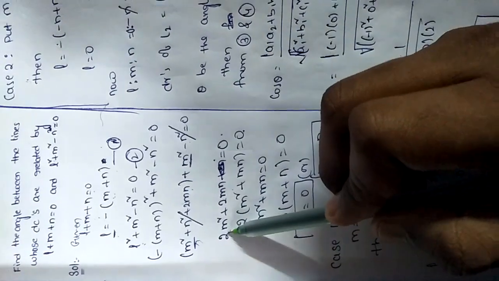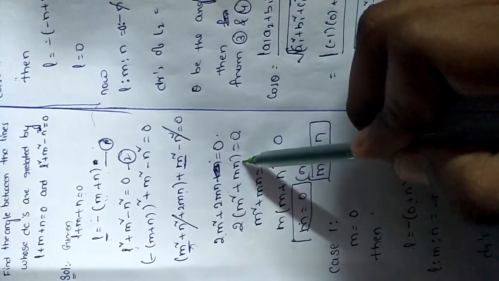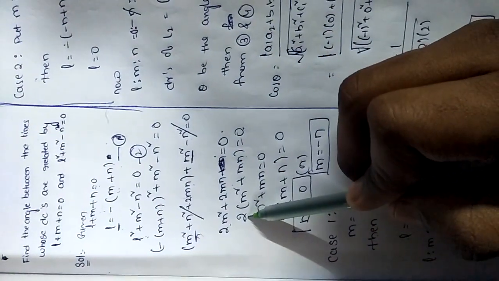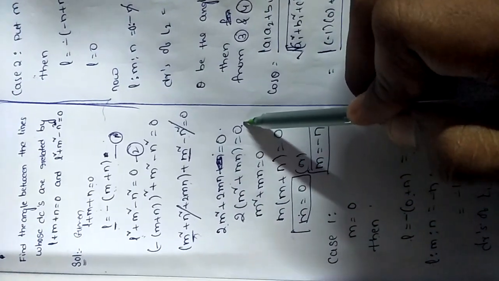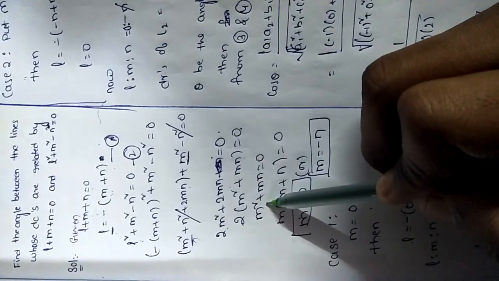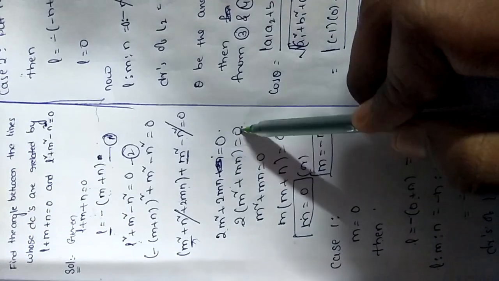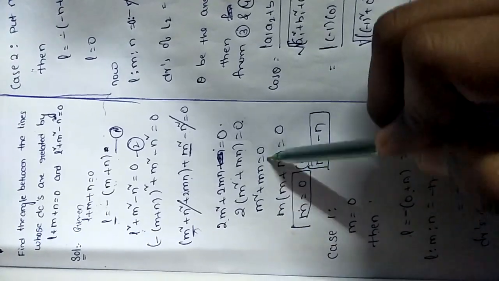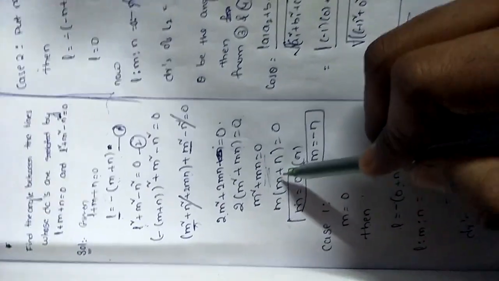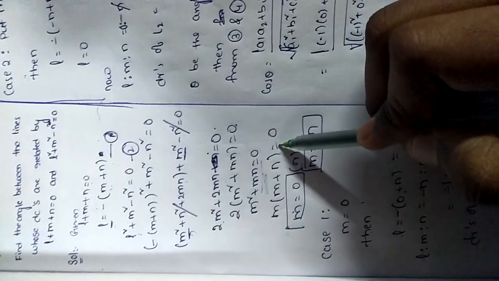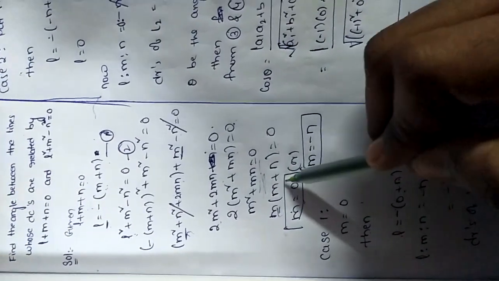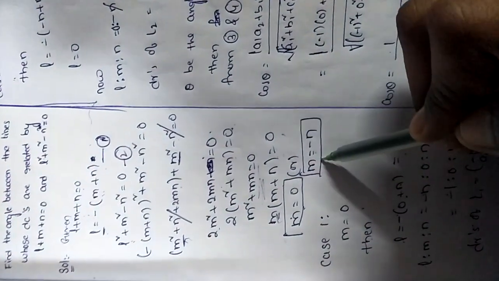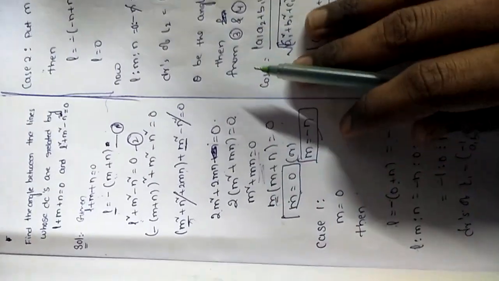Now we take 2 as common and we get M square plus mn is equal to 0. We take the 2 to the RHS side, and it will be divided into 0, which gives 0. So M square plus mn is equal to 0, and from this we take M as common: M into M plus N, so we get M is equal to 0 and M plus N is equal to 0. From that we get M is equal to minus N. Up to here we found the M values.